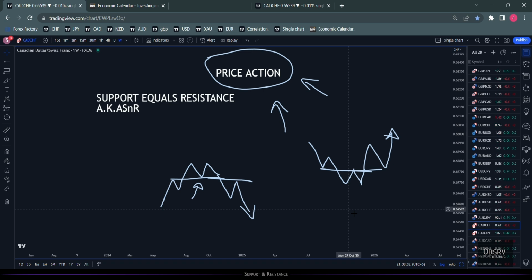And it's basically coming from my mentor. Obviously I did not learn all of it on my own. I've had a mentor too. And this terminology, support equals resistance, comes from my mentor.